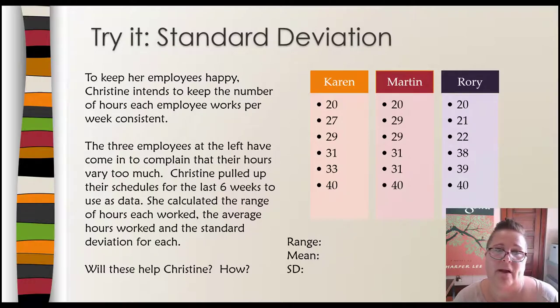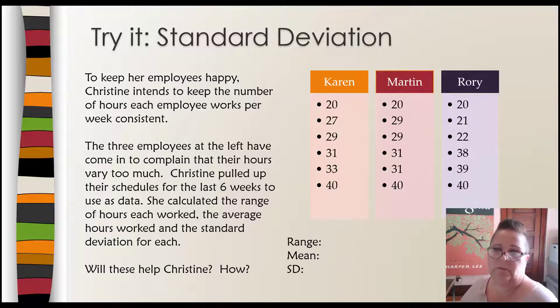Now, I've put this together in a problem for you. We've got 3 people, Karen, Martin, and Rory. They're Doctor Who names. And we're going to take a look at the range, mean, and standard deviation for each one of them over the last 6 weeks. And what we want to determine is whether or not anyone's schedule is particularly inconsistent. Does anyone have a claim against Christine, or can we validate their claims that their schedule just varies too much and that there's no consistency in it and that it's unfair to them?